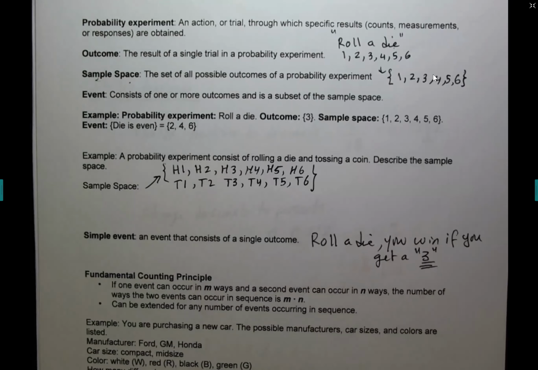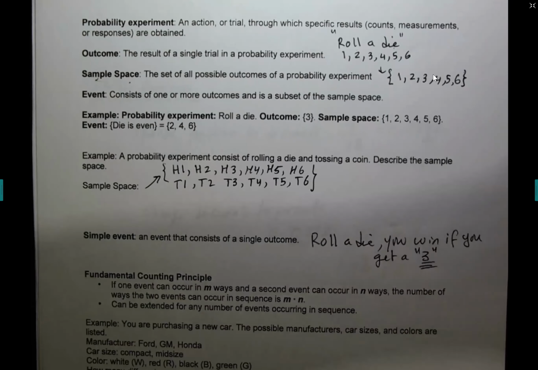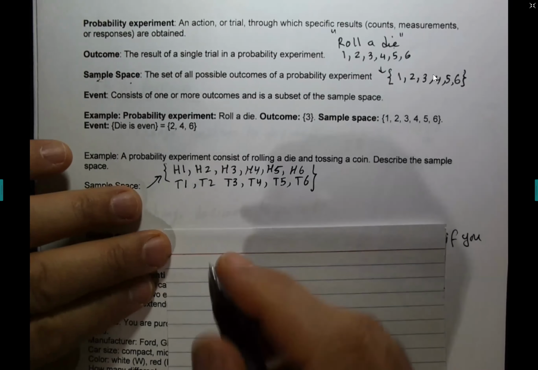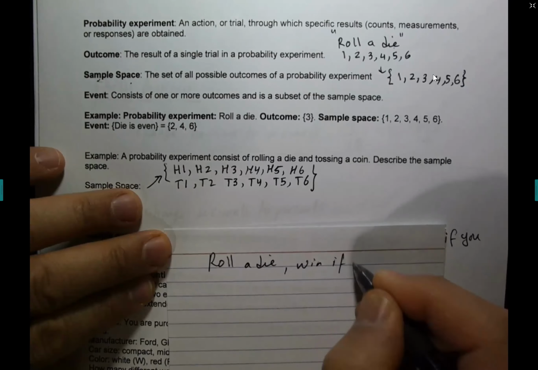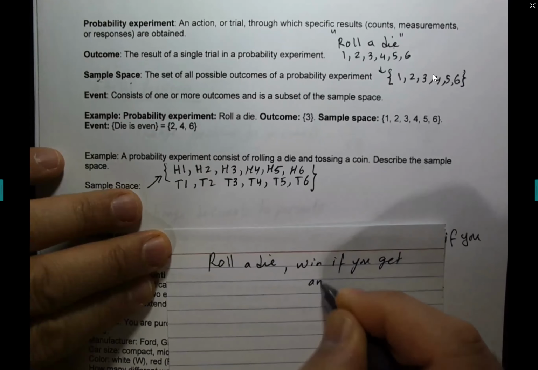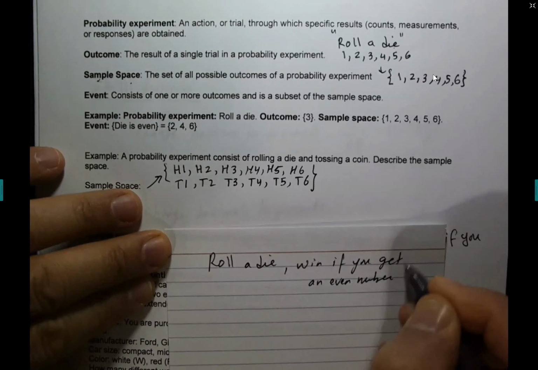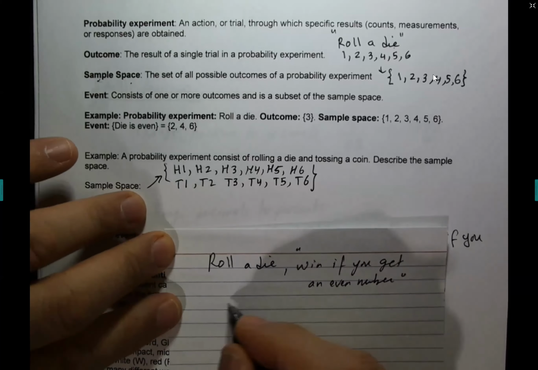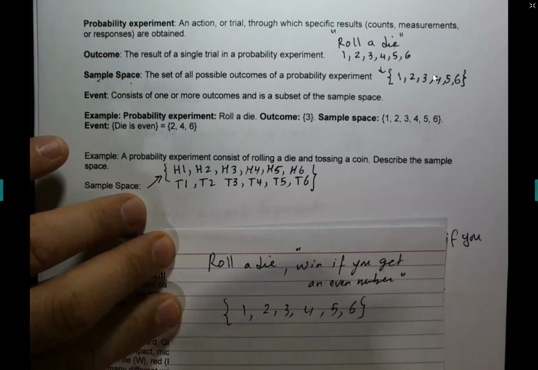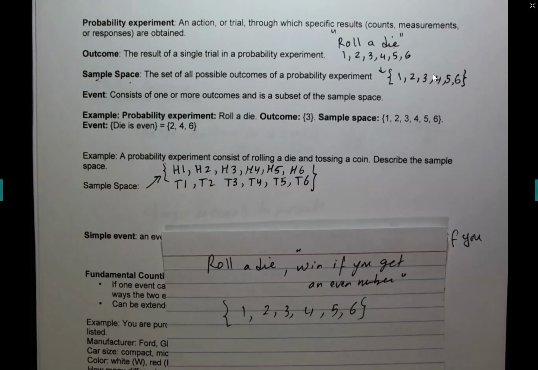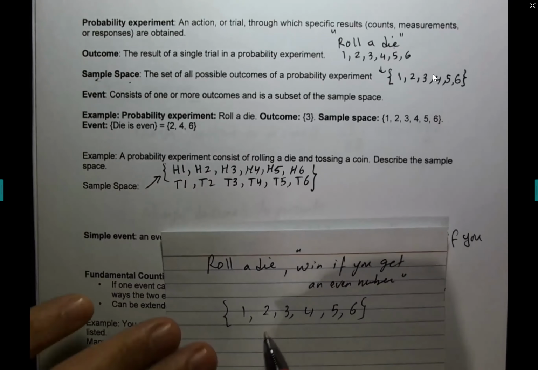What about, guys, if we roll a die, you win if you get an even number? What's your chance of winning? 2 out of 12? Let's see. Roll a die. Win if you get an even number. If you roll a die, what are the outcomes? 1 or 2 or 3 or 4 or 5 or 6. Which ones would work in your favor, guys? The even numbers. So can you help me list the even numbers? 2, 4, 6.